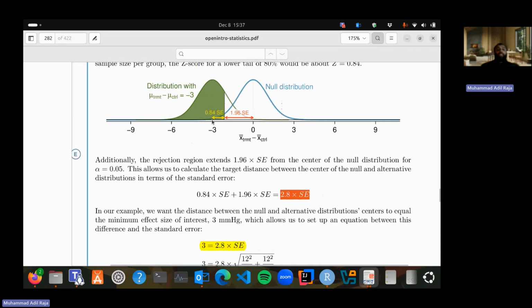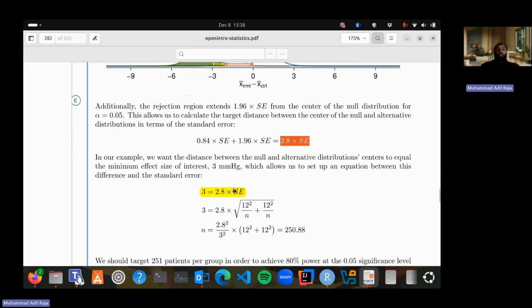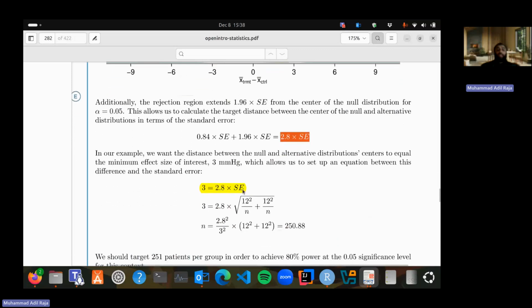But we also know that this length is equal to 3, because this starts from a value of -3 and this goes to a value of 0. So the absolute value of this length is 3. So 2.8 SE is the length of these two segments, the yellow line and the red line. It is the sum of these two lines in terms of the standard error. So the sum of these is equal to 3.